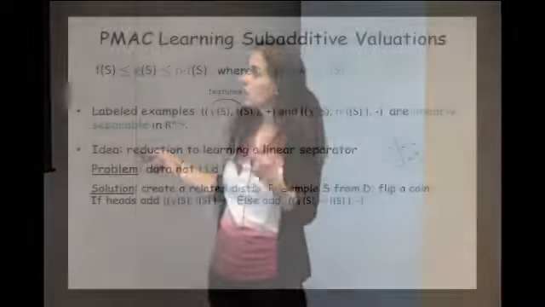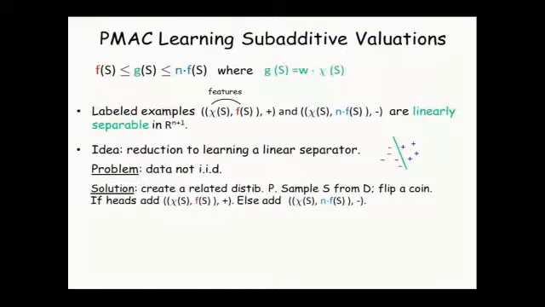However, there is a slight problem. Examples of this form are not really independent, clearly. So these examples are not independent, and so we need a slight trick here. In particular, starting from the original distribution, we create a new distribution in R^(n+1) as follows. To sample a point from this distribution, we first sample a point from the original distribution over subsets of the ground set. We then flip a coin. If it comes up heads, we add this positive example. Otherwise, we add this negative example.